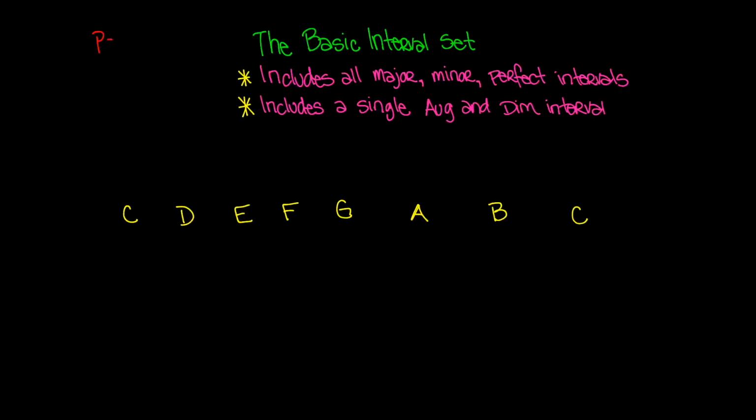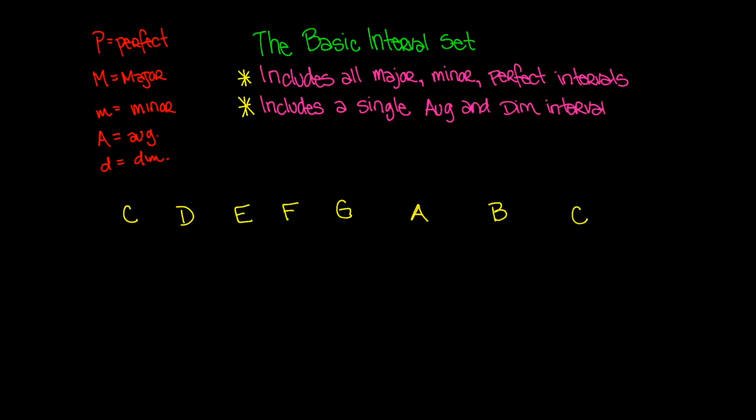If I write P, that equals perfect. That's a perfect interval. If I write capital M, that's going to be major. And if I write a lowercase m, that's going to be minor. And if I write A, that'll be augmented. And if I write lowercase d, that's diminished.